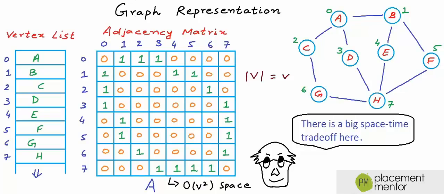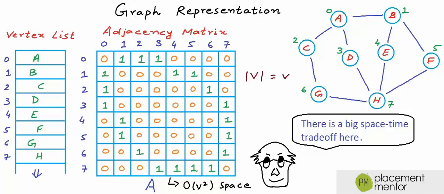We are using big O of V square space. We are not just storing the information that these two nodes are connected, we are also storing not of it. That is, these two nodes are not connected, which probably is redundant information. If a graph is dense, if the number of edges is really close to V square, then this is good.